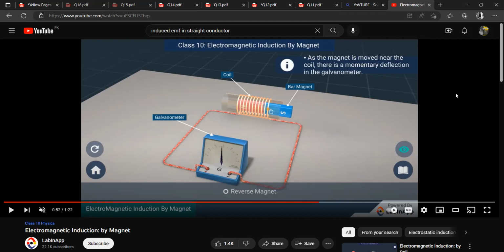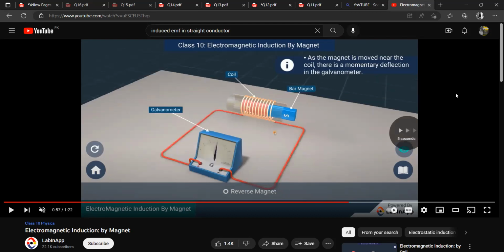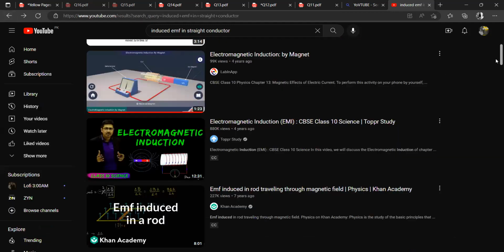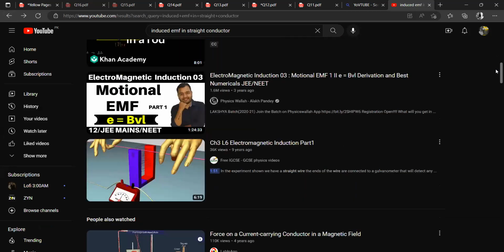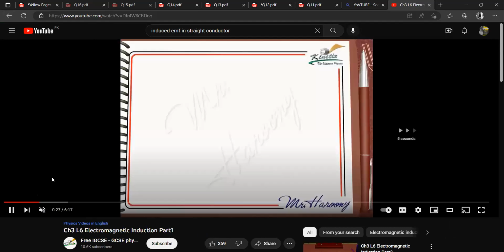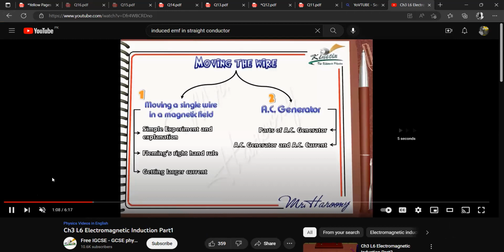So this is the second concept, that you can also produce a value of electric current with the help of a magnetic field. And let's suppose there is a straight conductor. That can also be possible, and it does not happen only in a circular wire.